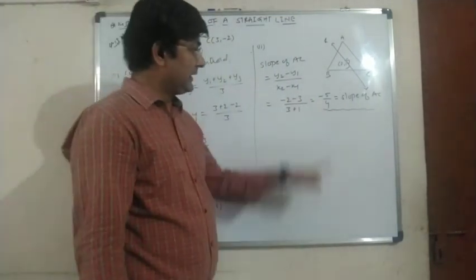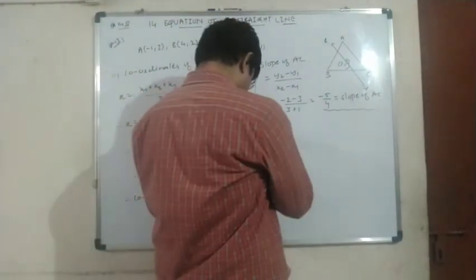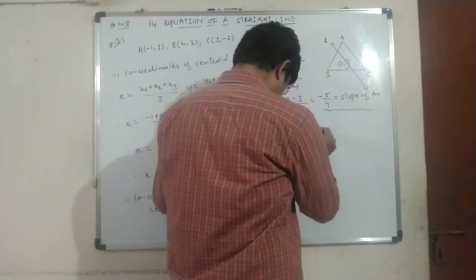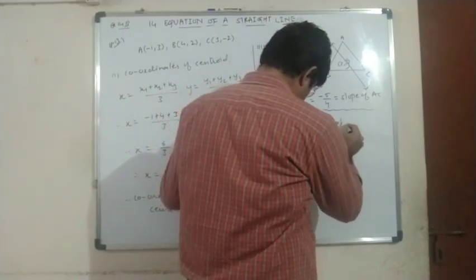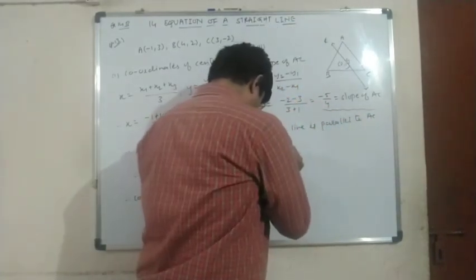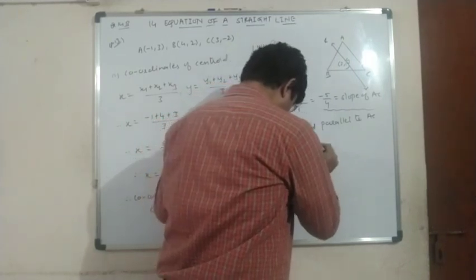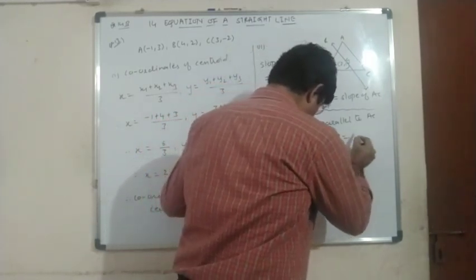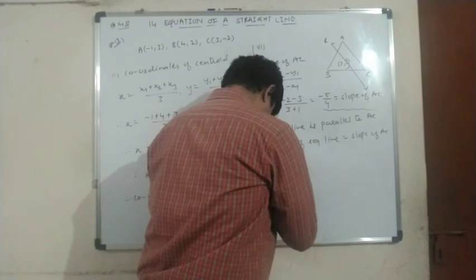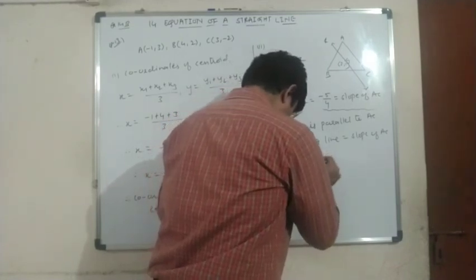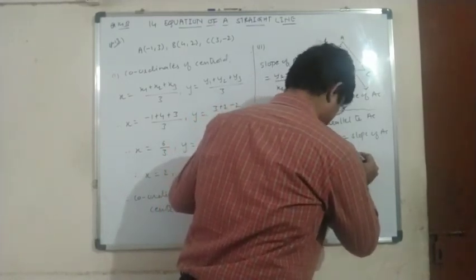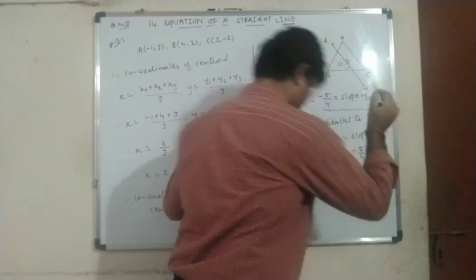Now the required line has the same slope. Since the required line is parallel to AC, the slope of the required line will be equal to the slope of AC. Therefore, the slope of the required line will be equal to minus 5 upon 4.